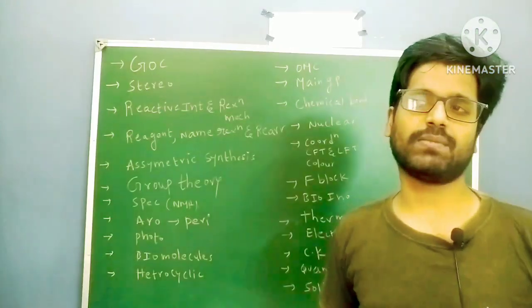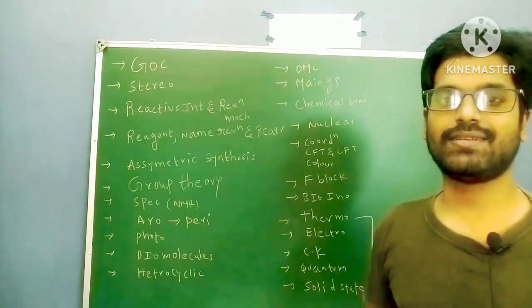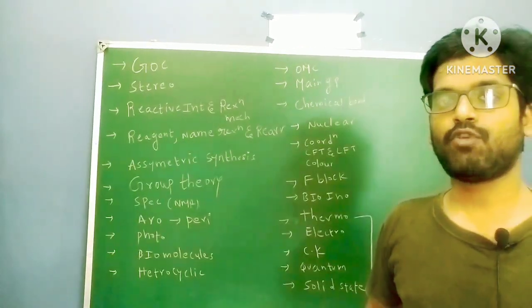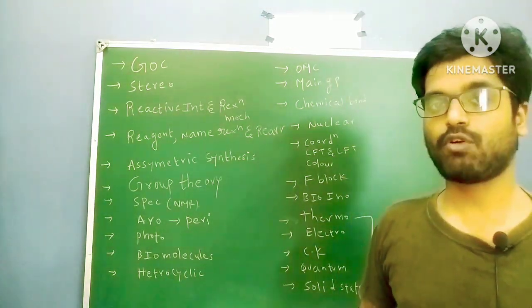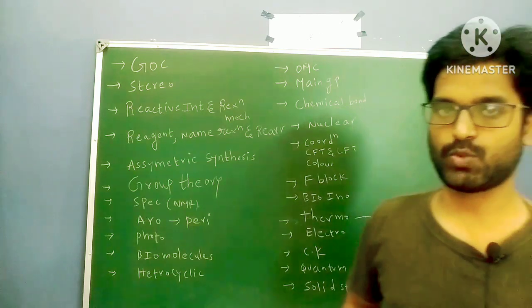So next, photochemistry. Photochemistry is not that important. If you want to read some important things in photochemistry, focus on Norrish type 1, Norrish type 2. Okay, Norrish type 1 and Norrish type 2 is more than enough, and focus on the Paterno-Büchi reaction. The Paterno-Büchi reaction is also very important.